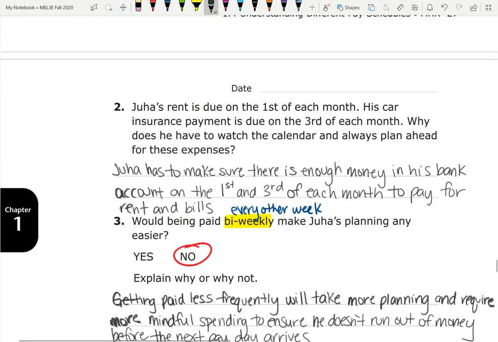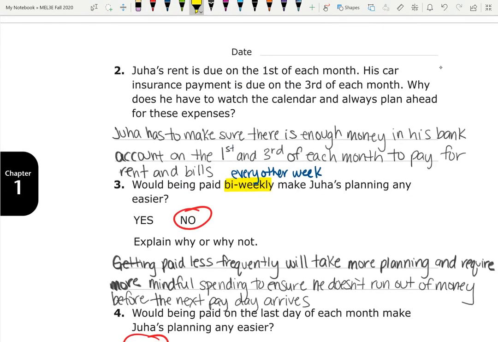So, let's go back up here. It says that Joa's rent is due on the 1st of each month and his car insurance is due on the 3rd. So that's the beginning of the month. If you knew that you were getting paid the day before the 1st of the month or 3 days before the 3rd of the month, so right before all of these payments are due, it could help you plan out a little bit more because you know that payment's coming. There's going to be more in your bank account for you to pay these first of the month bills.